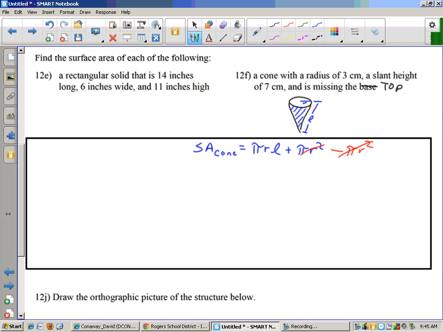The formula for the lateral area of the cone, so I'm going to rewrite this. The lateral area of the cone is pi r L, where L is the slant height of that cone. So plugging this in, I know that the radius is 3 centimeters and the slant height is 7 centimeters. So it looks like I'm going to get 21 pi centimeters squared.